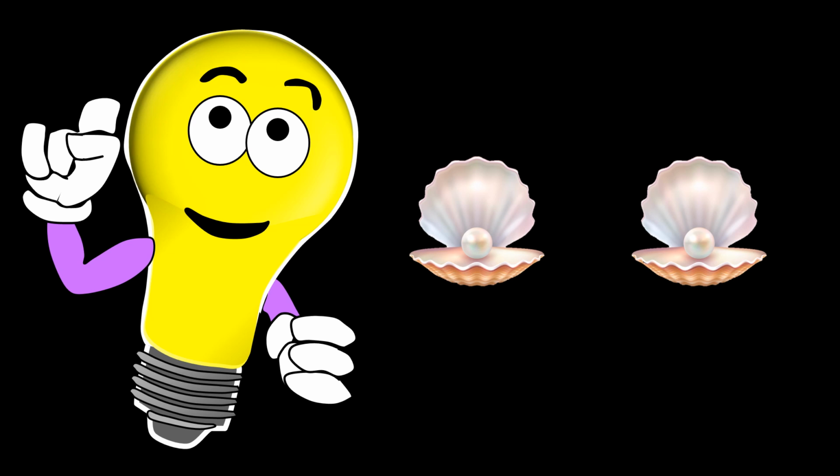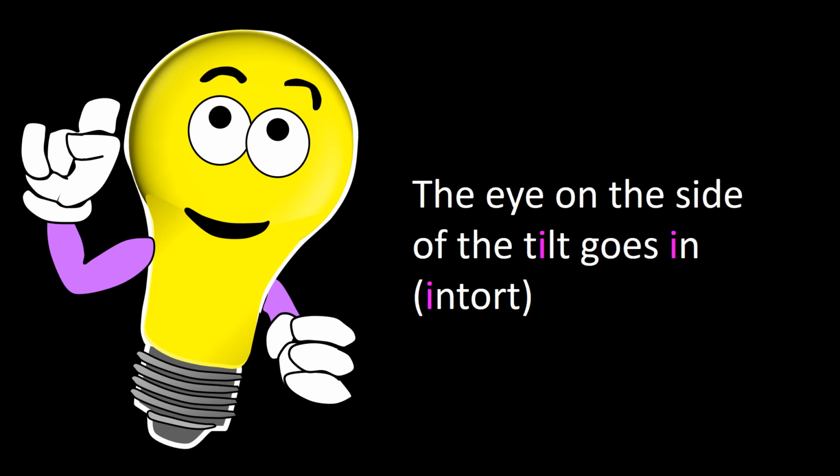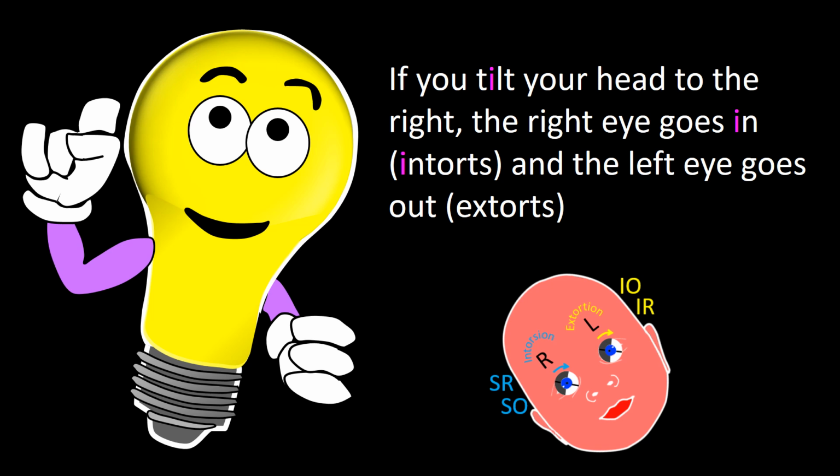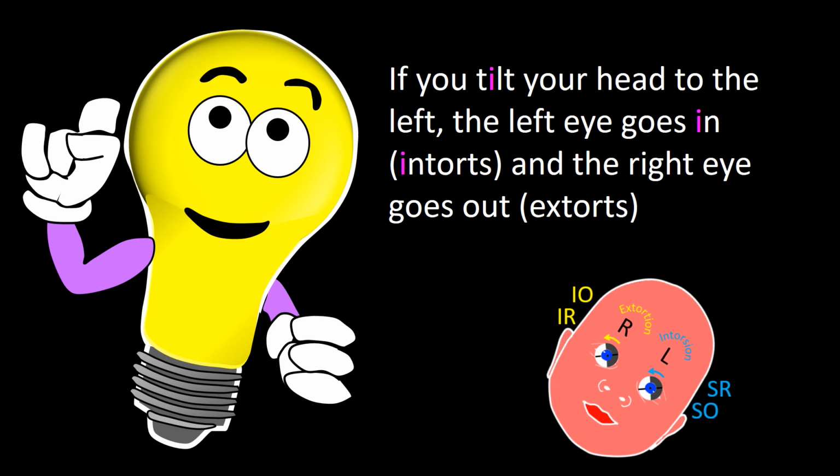At this point, I will bring the mnemonic master to tell you two clinical pearls. The first one: the eye on the side of the tilt goes in. Notice the magenta "eye" in the words tilt, in, and intort. So if you tilt your head to the right, the right eye goes in, intorts, and the left eye goes out, extorts. But when you tilt your head to the left, the left eye goes in, intorts, and the right eye goes out, extorts.